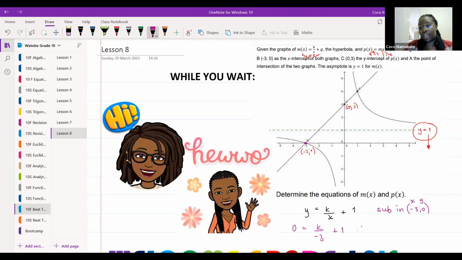Give me a value for k. Therefore, k is equal to, what is k equal to, guys? What have we found? Quickly calculate for k and tell me what we get.